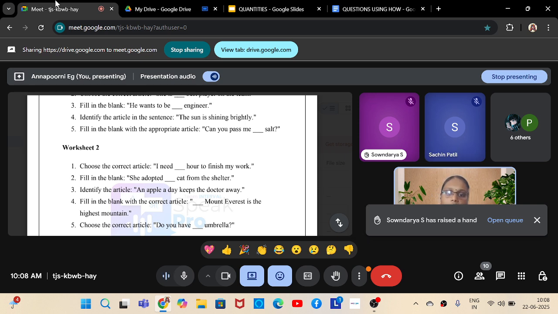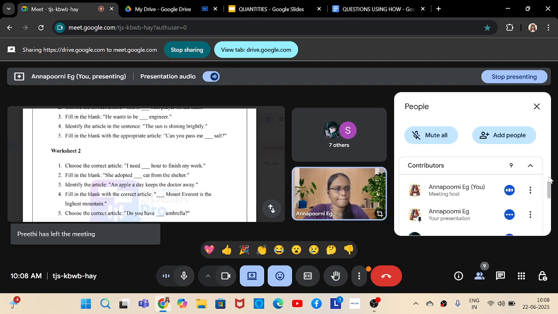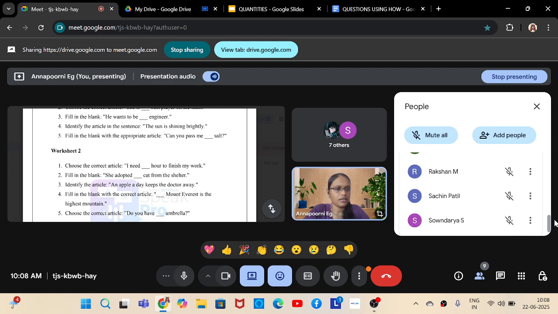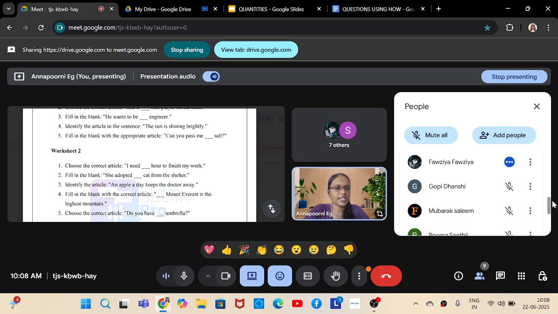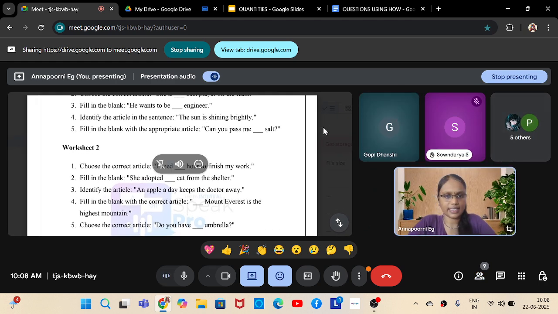All right. Now moving to the third question. Identify the article. An apple a day keeps the doctor away. Someone new can come? Gopika, can you try? What are the articles in that sentence? An apple a day keeps the doctor away. How many articles are there in that sentence? Identify all the articles. Two, ma'am. Okay, what are they? An and the.